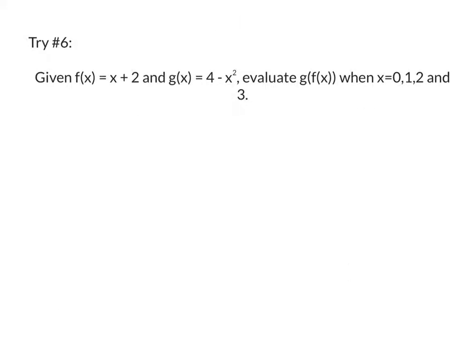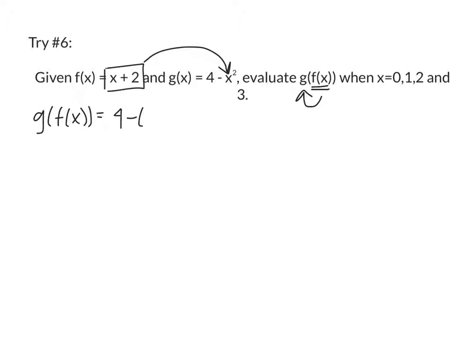All right, with try 6, we are going to find g of f of x this time. So this time we're putting the function f into g. So again, we're going to put the function f into g. So g of f of x equals 4 minus x plus 2 squared.